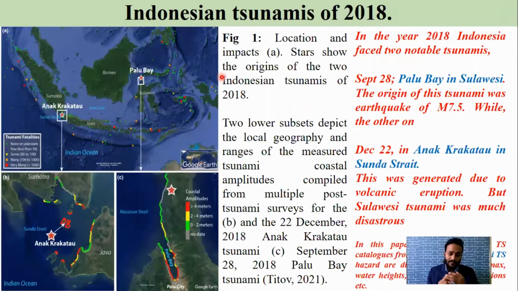Now, coming to the Indonesian islands, we see that Indonesia experienced 2 tsunamis in 2018, one on September 28 in Palu Bay and the other on December 22nd in Krakatau. So both have a different mechanism. The Palu Bay tsunami was caused by an earthquake followed by a submarine landslide, whereas the Krakatau tsunami resulted from a volcanic eruption. Both have completely different mechanisms.